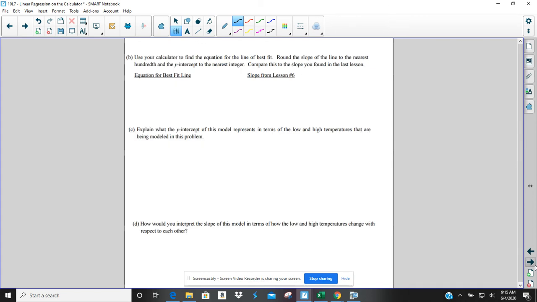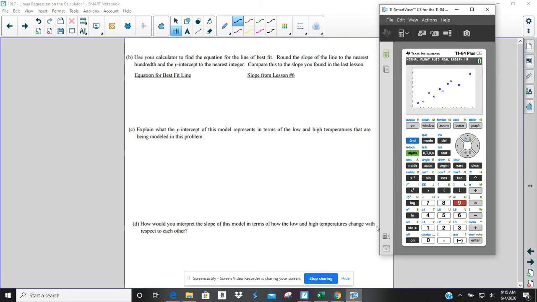Okay, using your calculator to find the equation of the line of best fit, round the slope of the line to the nearest hundredth and the y-intercept to the nearest integer. Compare the slope you found in the last lesson. So let me show you how to do that. Use your calculator to find the equation for the line of best fit.